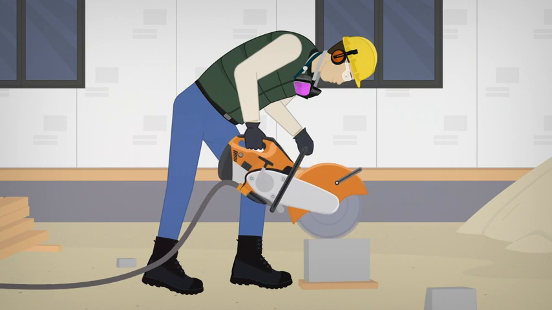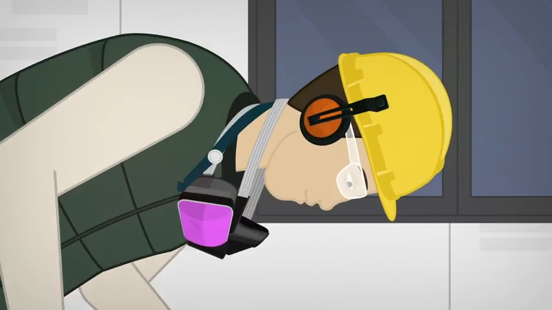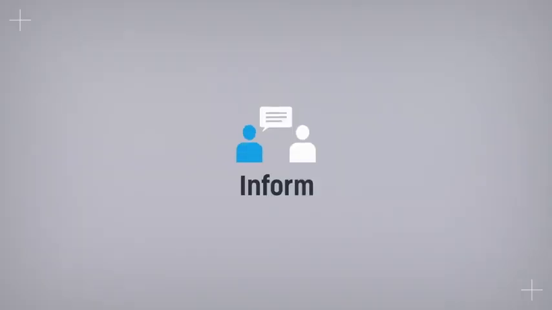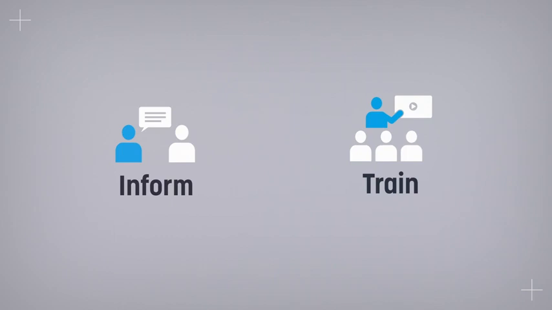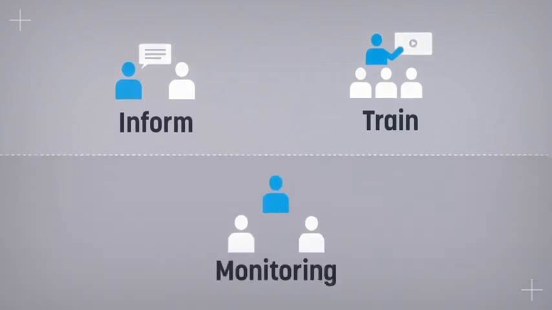Because even if the chosen solution is the best one, it might not be properly understood or enforced by your workers. So it's important that you properly inform and train your workers and establish a monitoring system to ensure that the new controls are enforced.